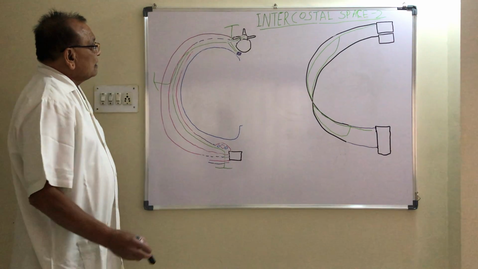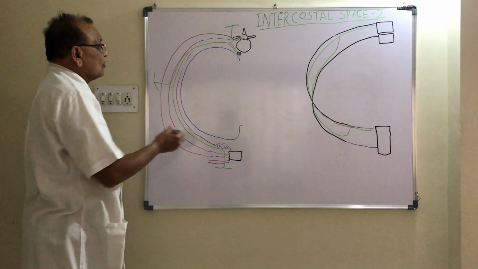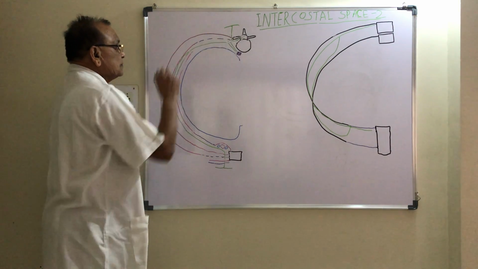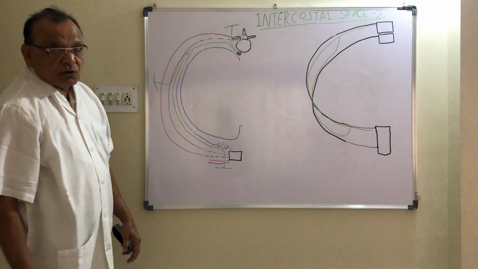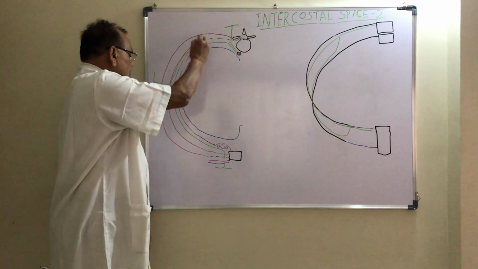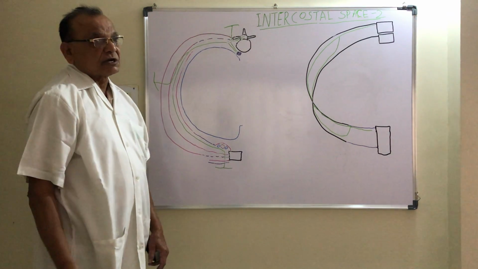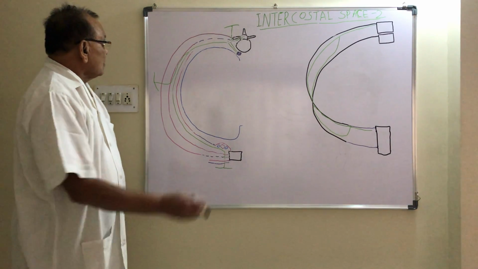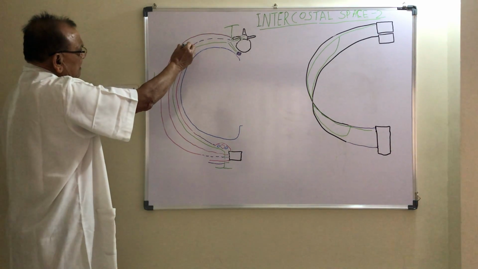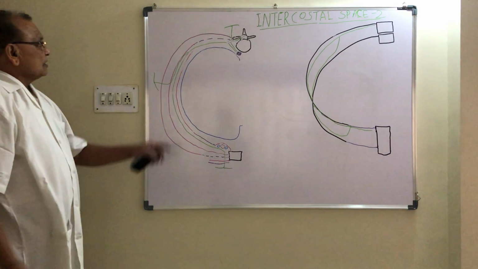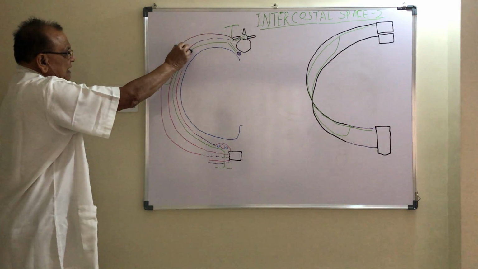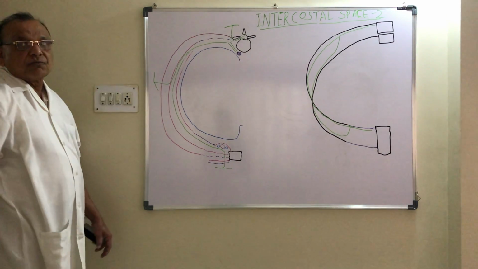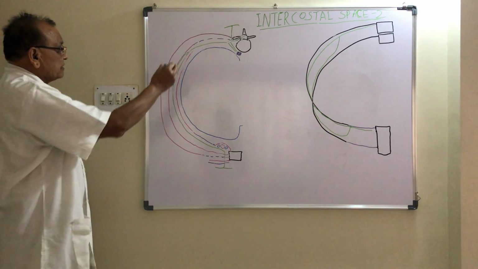Now the branches of the nerve. The first branch of the nerve is the white ramus communicans to the sympathetic ganglion. In its course, it gives branches to the muscles of the intercostal space, and these branches are called muscular branches. When the nerve reaches near the angle of the rib, at that time it gives a branch, and this branch is called the lateral cutaneous nerve.